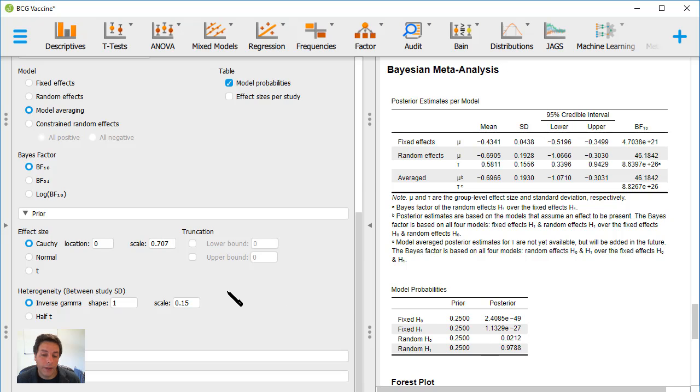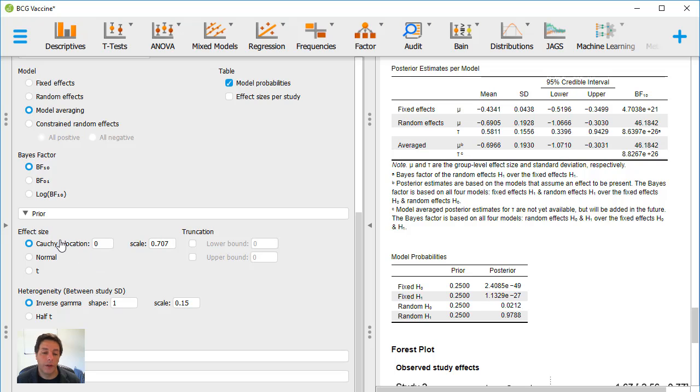In this case, there will be a model for a null hypothesis of the fixed effect model, and another fixed effect model, but that's the alternative hypothesis. So basically, this is saying that the overall effect size is different from 0. And then the same for random: a null hypothesis model and an alternative hypothesis model.